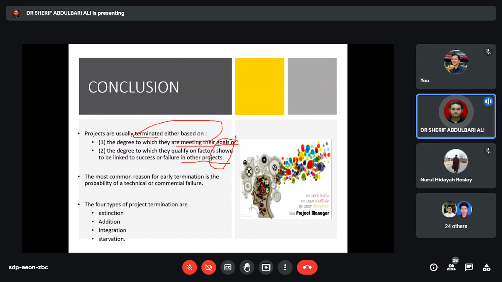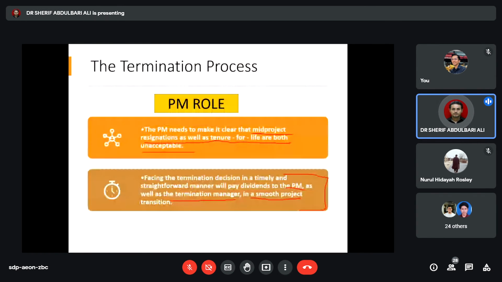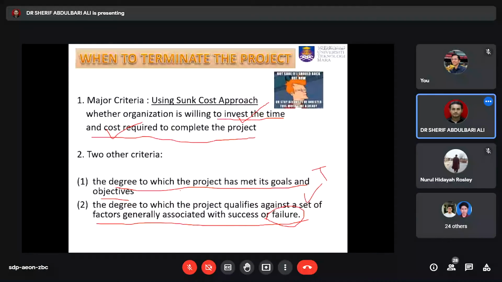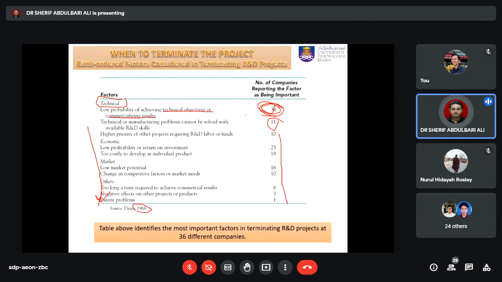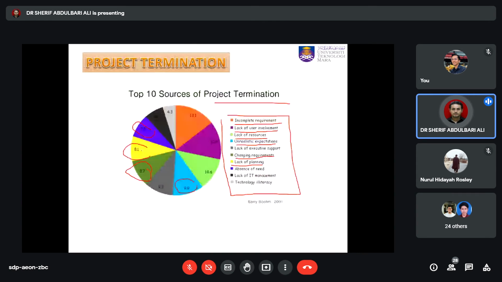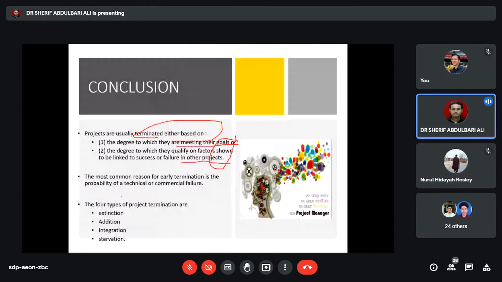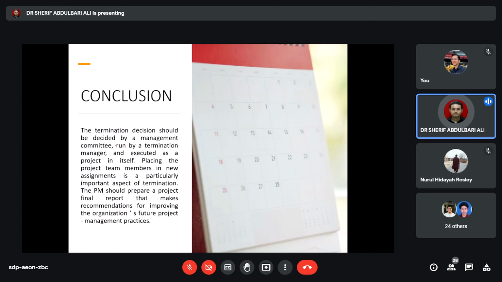So the most common reason for early termination is the probability of technical or commercial failure. As we saw from the slides, this is because most of the companies are looking for profits. A high factor for failure of any project is technical and commercialization failure. If you cannot commercialize it, more probably you are going to be terminated early. And the four types of project termination are extension, addition, integration, and also starvation.